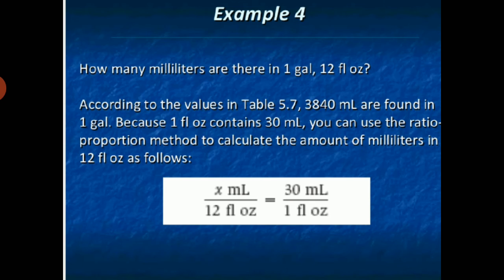Examples. If we discuss an example: how many milliliters are there in 1 gallon 12 fluid ounces? According to the values in the table, 3840 ml are found in 1 gallon. Because 1 fluid ounce contains 30 ml, you can use a ratio and proportion method to calculate the amount of milliliters in 12 fluid ounces as follows: x ml upon 12 fluid ounces is 30 ml upon 1 fluid ounce.